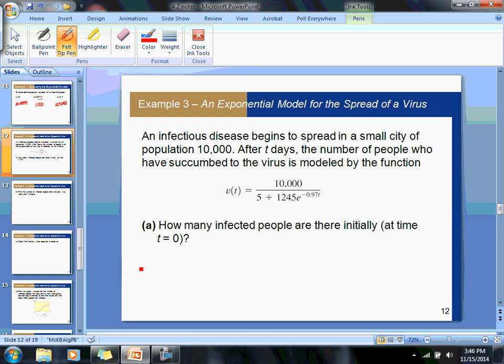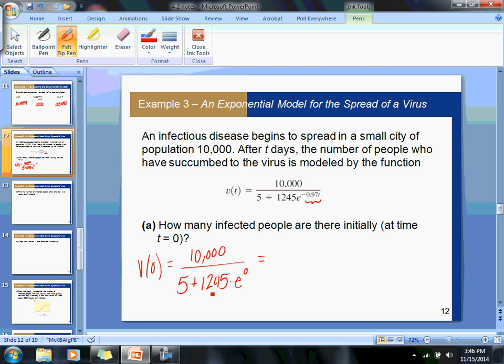So we're going to put 0 in for time. So we'll have V of 0, and we'll have 10,000 over 5 plus 1245 times e to the, and now if I'm putting 0 in there, anything that I take times 0 is going to be 0, so that's going to be e to the 0 power. Even though it's negative 0.97 times 0, that's just going to end up being 0. And e to a power of 0, anything to a power of 0 is 1.